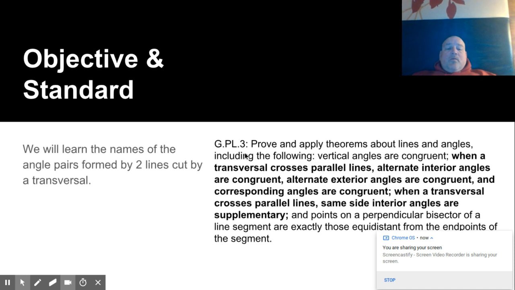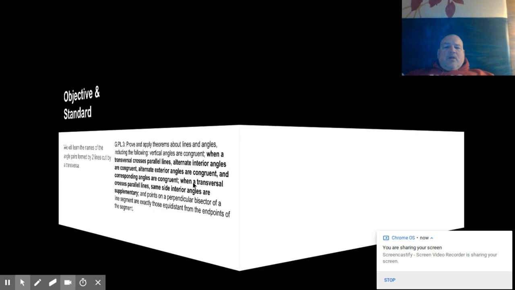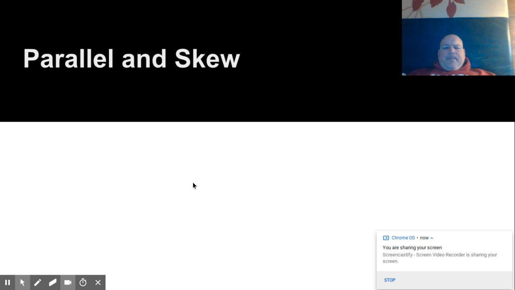At the end of today, we're going to learn the names of the angle pairs formed by two lines cut by a transversal. We're also going to review the idea of the parallel and skew. Our standard, well, it's just what we worked on last week, but just a bigger part of the standard. Last week we learned about vertical angles are congruent. Today we're going to learn about the transversal crossing parallel lines. So let's begin our work today.